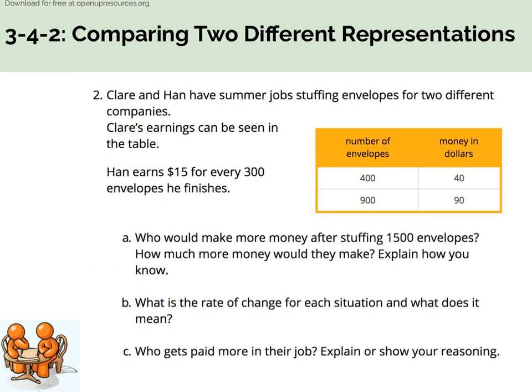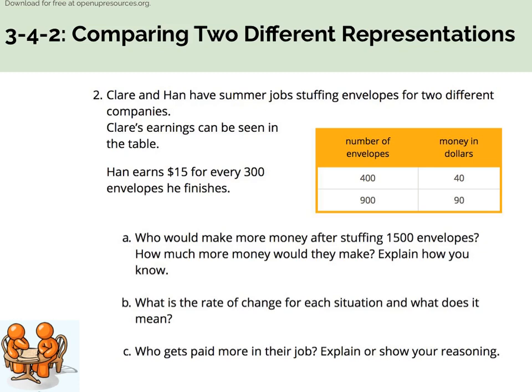All right, number 2. Claire and Han have summer jobs stuffing envelopes for 2 different companies. Claire's earnings can be seen in the table, so hers is over here, okay? Han's is $15 for every 300 envelopes he finishes. Who would make more money after stuffing 1,500 envelopes? How much more money would they make, and explain how we know? What is the rate of change for each situation, and what does it mean? And then who gets paid more in their job, and explain why. Go ahead and pause right now and work through that, and then we'll work through it together.